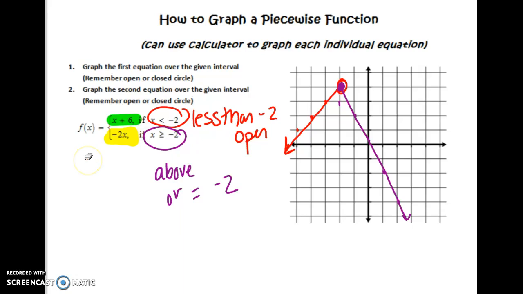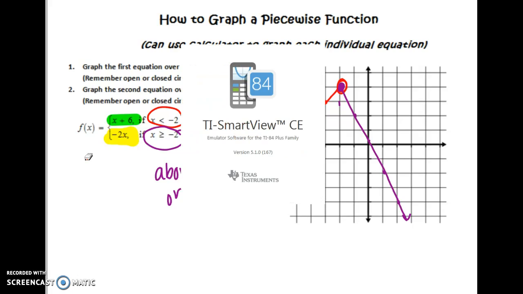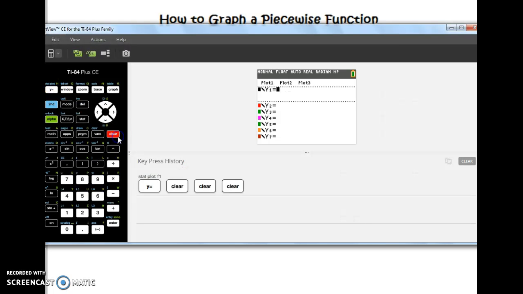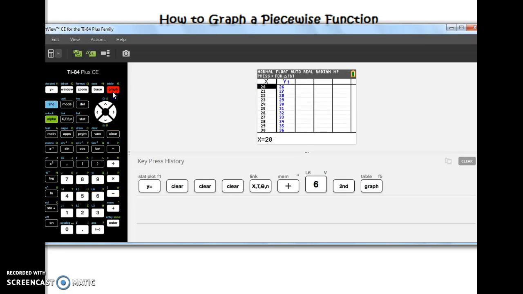Now, you could definitely use your calculator. That may be a little bit easier for some of you. So I'll show you how you would do this if you used a calculator. What you would do is put one equation in at a time. So I'd put x plus 6, go to my table, and I want x less than negative 2. So I'm going to want everything below negative 2. So I've got some values here.